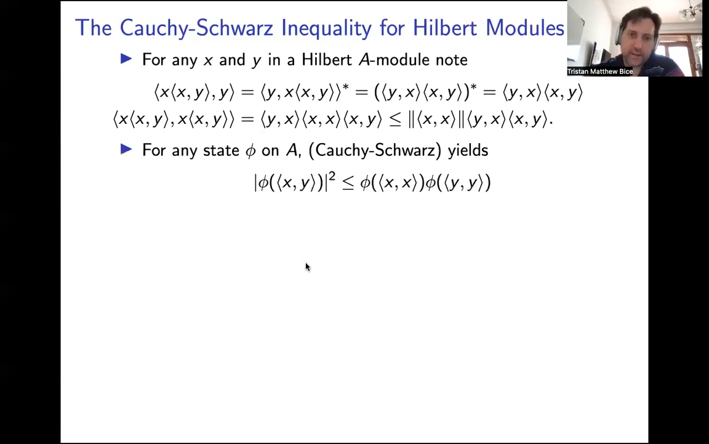And now observe that the original Cauchy-Schwarz inequality does apply to your Hilbert module by just taking any state and applying that to the result of x comma y. So phi is a state on A, x comma y is an inner product with value some element of A. The Cauchy-Schwarz tells us that the magnitude of that is below... okay, so you're basically looking at phi of xy itself as some kind of inner product.